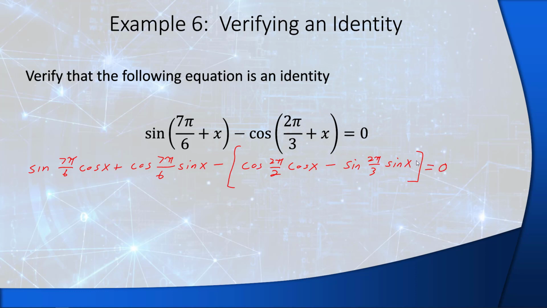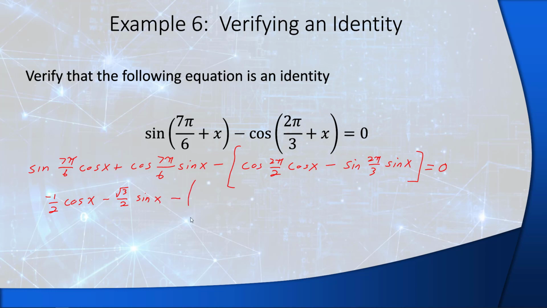Okay, well, let's see what we got. Well, it turns out that the sine of 7 pi over 6 is negative 1/2. So we have negative 1/2 times the cosine of x. If the sine of 7 pi over 6 is negative 1/2, then the cosine of 7 pi over 6 is going to be equal to negative root 3 over 2, because this is in quadrant 3. So negative root 3 over 2 times the sine of x.